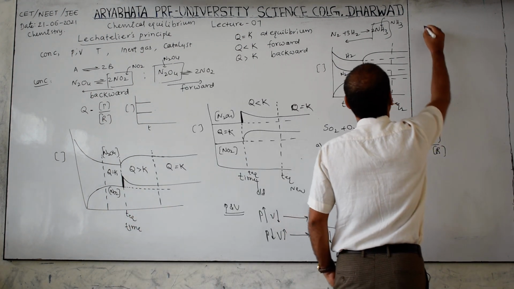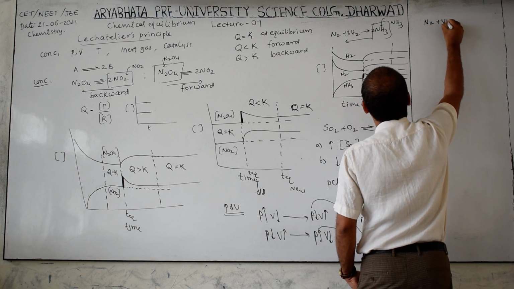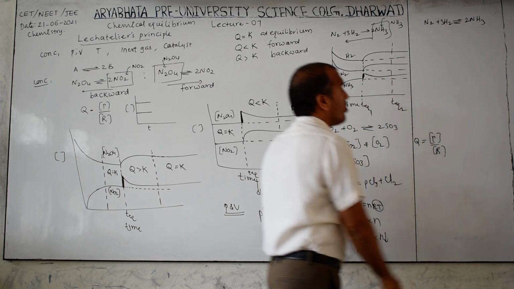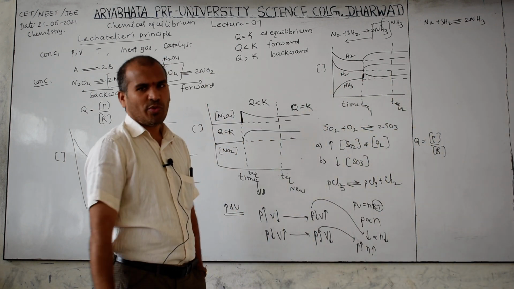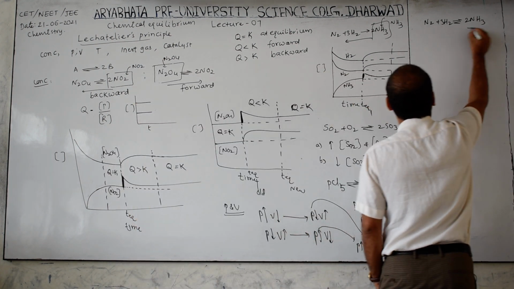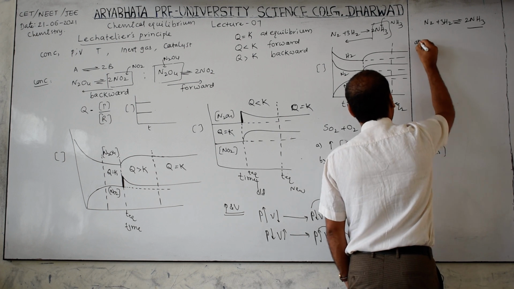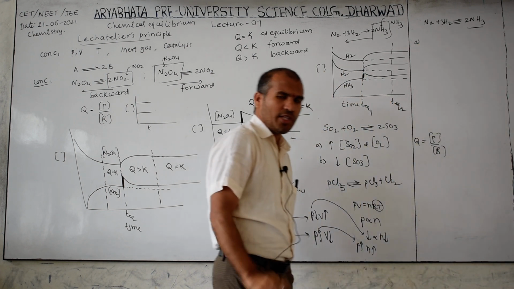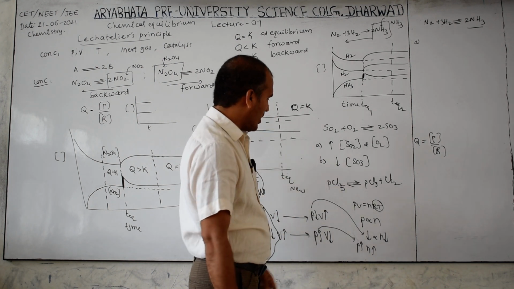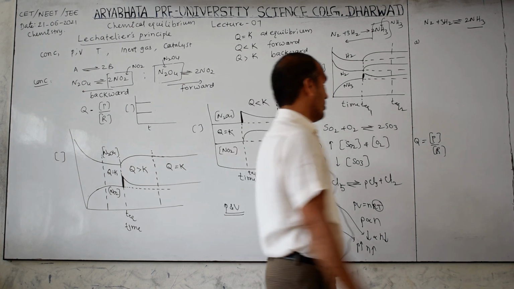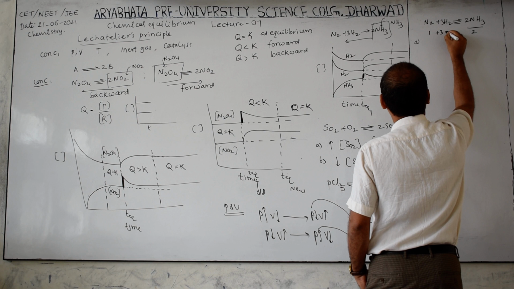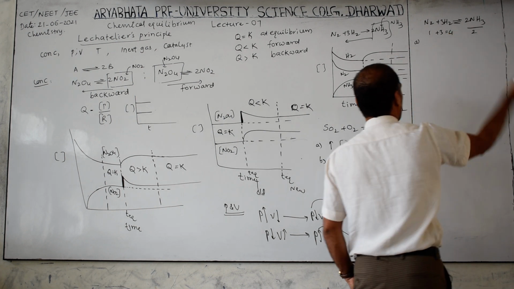Now based on this, N2 plus 3H2 gives rise to NH3. What is the favorable condition to form ammonia? Keep in mind the question is the favorable conditions to form ammonia. With respect to pressure, pressure increase means the reaction moves to the pressure-decrease side, and that means the number of moles decreases. Here 1 plus 3, so the left side has 4 moles, and the right side has 2 moles.